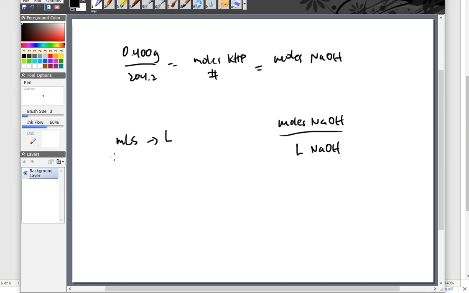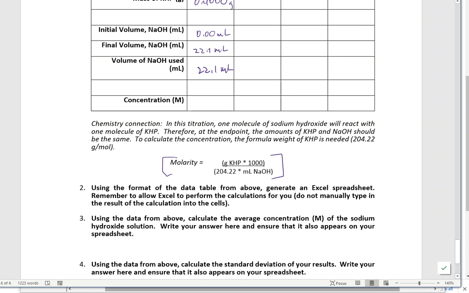So you'll take your milliliters, let's say it was 10 mils. To convert that to a liter, milli is 1,000, so you'll divide by 1,000. So that is the number that will go in for L. And then this will give you the molarity of that solution. So they want you to do this 4 times. And after that 4th time, folks, they want you to do a quick average.